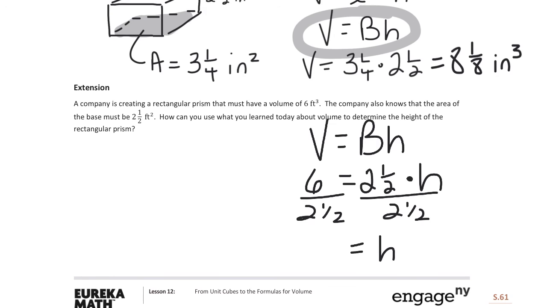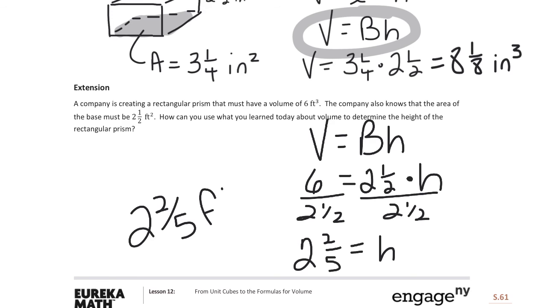Okay, so grab your calculator. 6 divided by 2.5. Okay, and when you do that, you get 2 2/5. Okay, and my label for that is going to be feet. It is a straight line measurement, so it does not get squared or cubed.